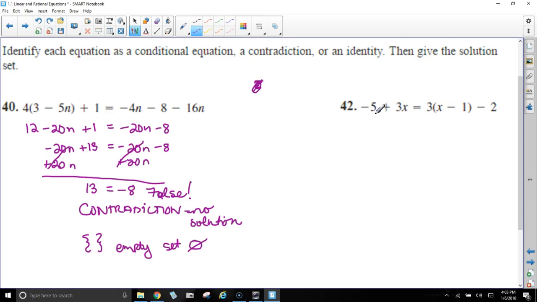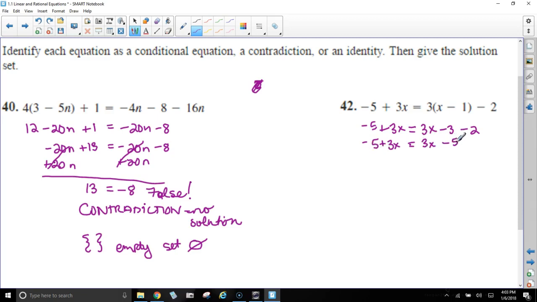On number 42, again, let's simplify each side of the equation. Oh, I don't know where I got the x. This is just going to be a negative 5 plus 3x on the left-hand side. It's pretty great that I messed that up, didn't I? Okay, here we're going to run the 3 through. So we have 3x minus 3. Bring down the negative 2. So we have negative 5 plus 3x equals 3x minus 5.